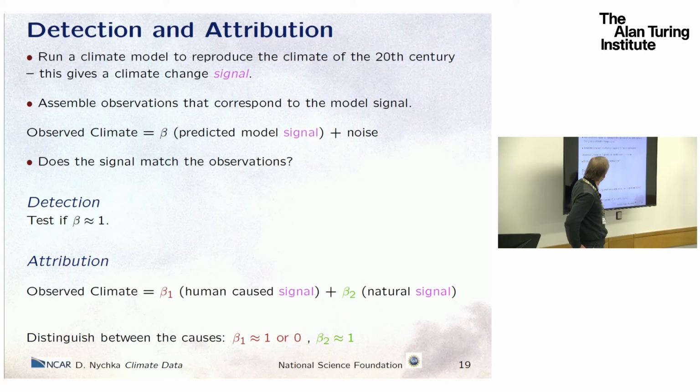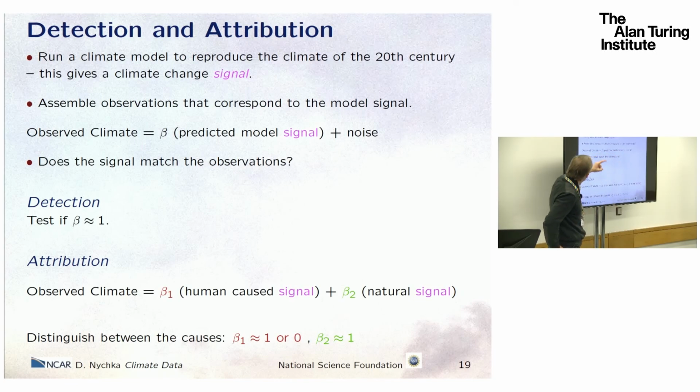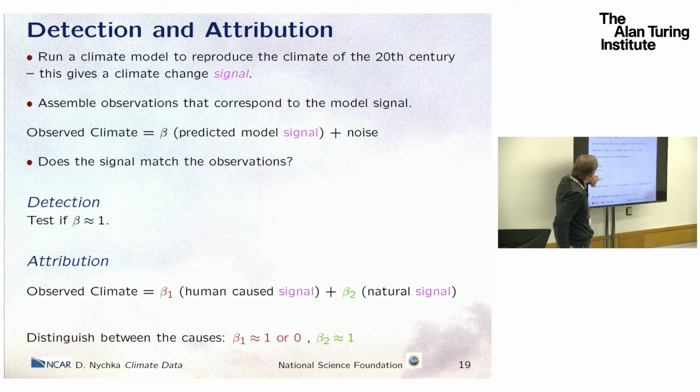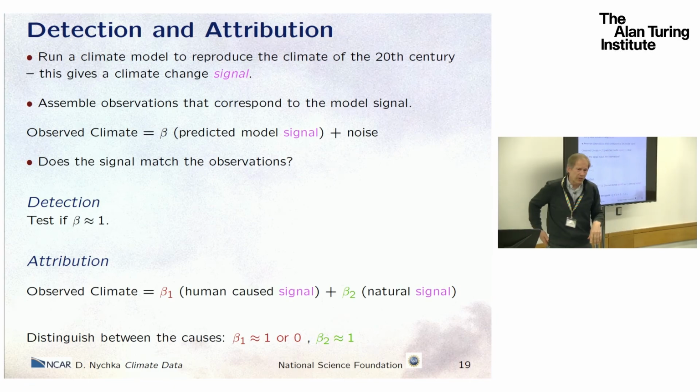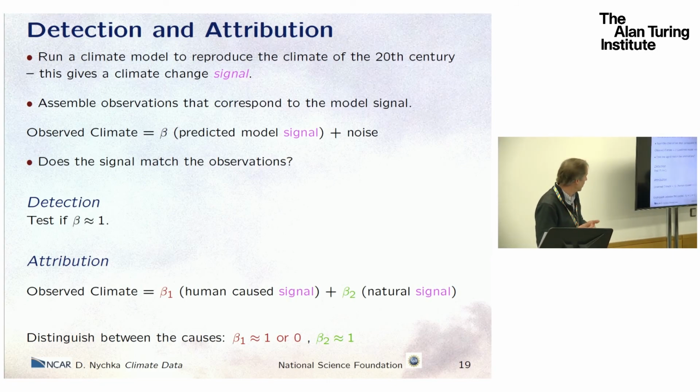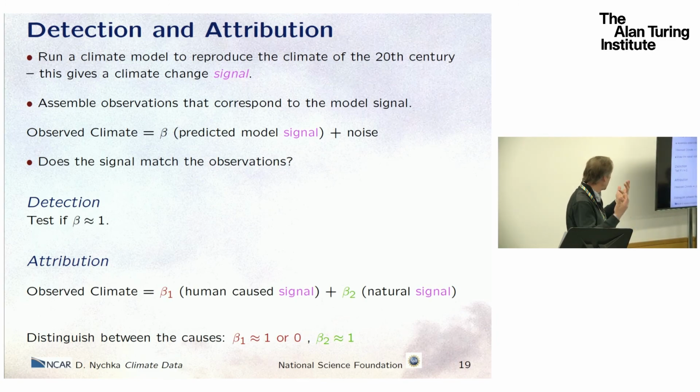And so this is just a simple regression where this beta parameter here is simply measuring how well the predicted signal from the model is matching the observed climate. And then we're going to add a noise term here because we don't expect these things to match perfectly. If beta is equal to 1, all is well. The signal that we're simulating in our model actually matches what we observe. And so that's confidence that maybe our model is reproducing things that are for the right planet.